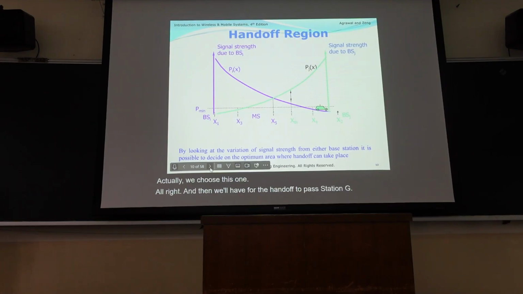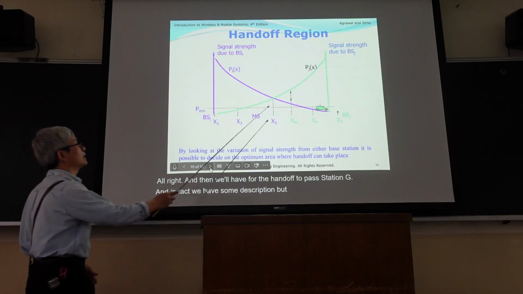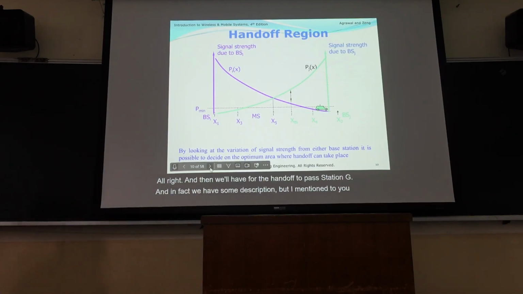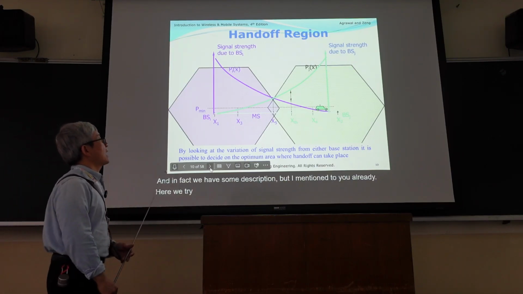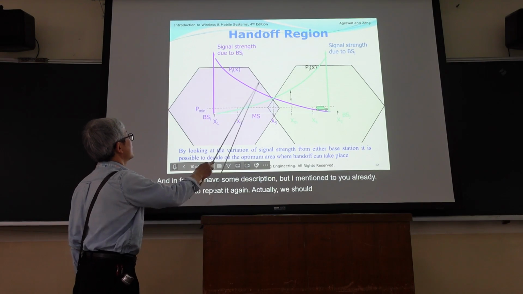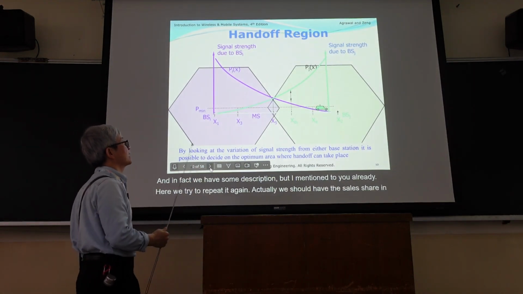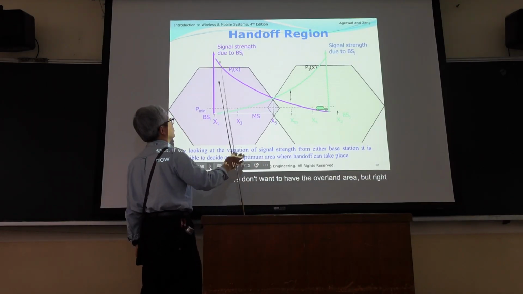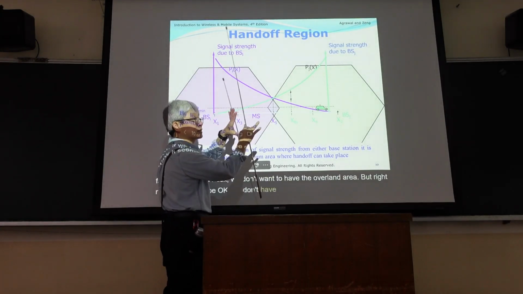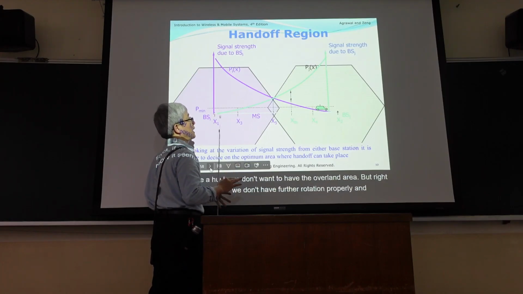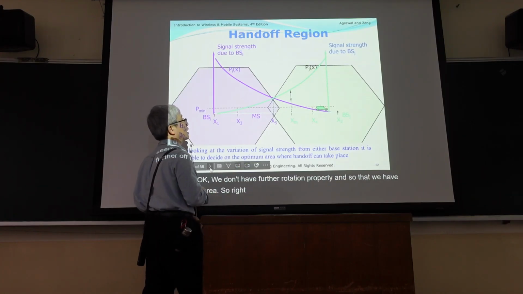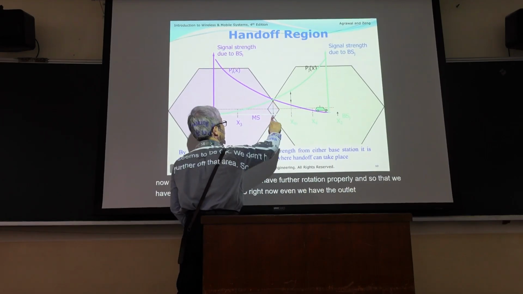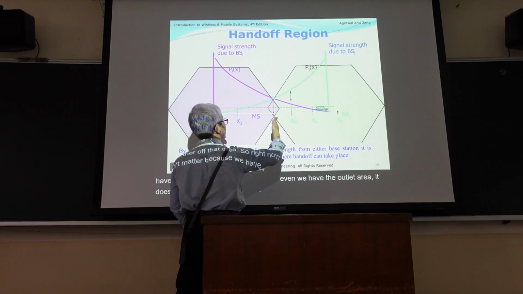And in fact, we have some description mentioned to you already. Well, here we try to repeat again. Actually, we should have the cell shape. In fact, if we have a hospital, we don't want to have the overlap area. But right now, it seems to be okay. We don't have the rotation property, so we will have the non-overlap area. So right now, even if we have the overlap area, it doesn't matter because we have equal strength here.